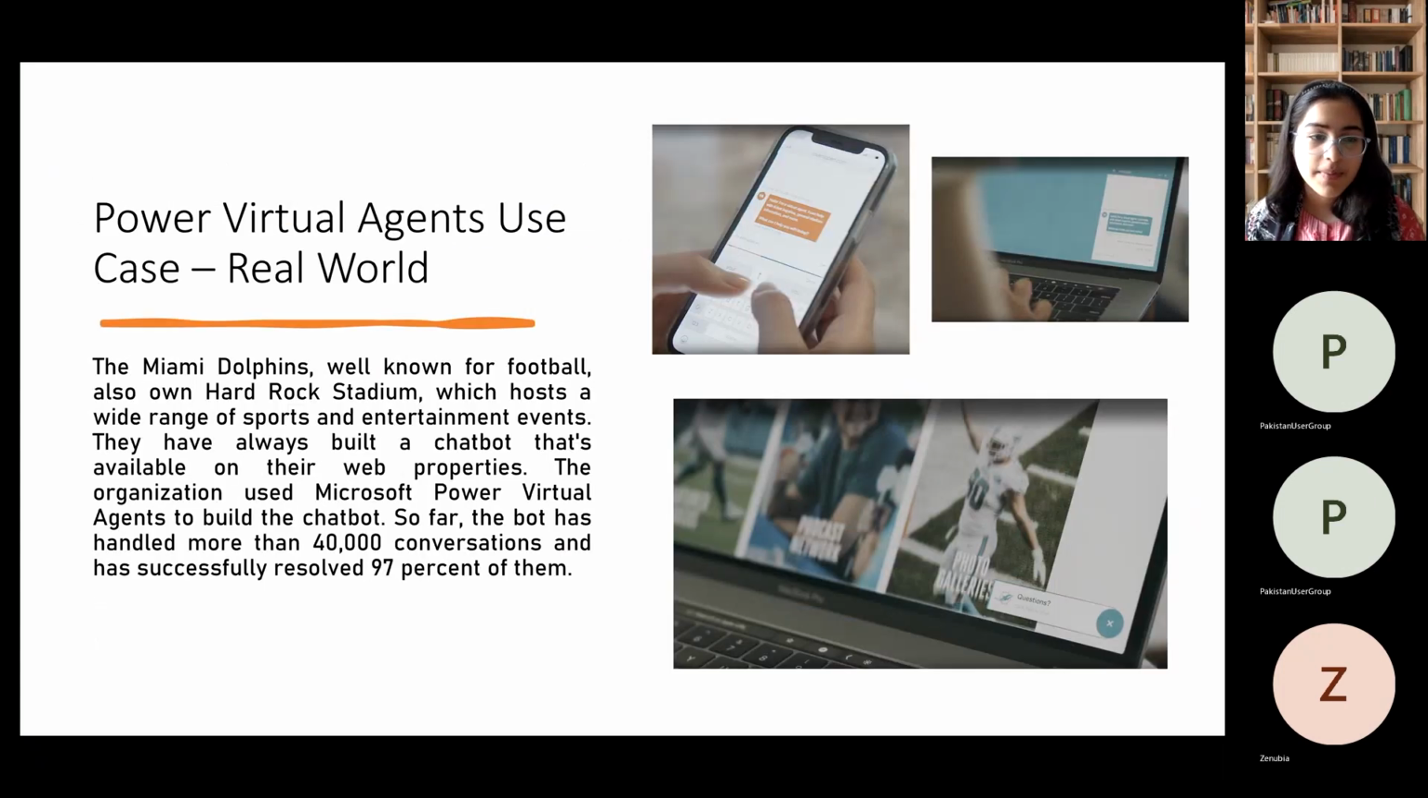A real world use case for Power Virtual Agents is that the Miami Dolphins, well known for football, also own Hard Rock Stadium, which hosts a wide range of sports and entertainment events. They've built a chatbot that's available on their web properties. The organization used Microsoft Power Virtual Agents to build the chatbot. So far, the bot has handled more than 40,000 conversations and has successfully resolved 97% of them.